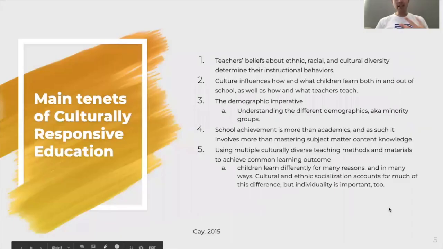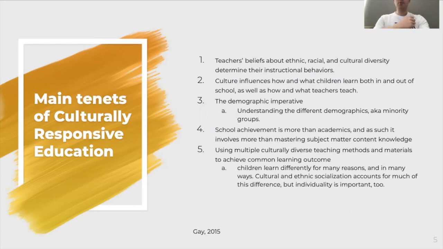As we move on, the main tenets, or the main things that we can think about when we think of culturally responsive education, is that the teachers' beliefs about ethnic, racial, and cultural diversity determine their instructional behaviors. And so how we behave as teachers is all dependent on how we see the world, our biases and everything. Culture also identifies how and what children learn both in and out of school, and as well how and what the teachers teach. We are not teaching if we're not teaching to what the kids need. Nothing's going to happen. The demographic is super imperative. So understanding the different demographics, aka the minority groups, or the children with disabilities in our classes, making sure that we understand them and that we are catering what we're doing to them.